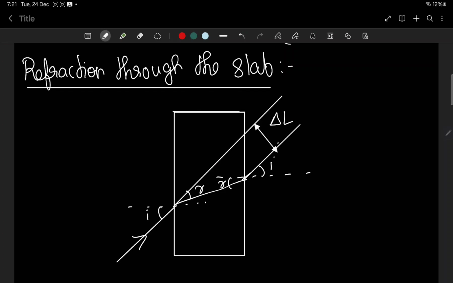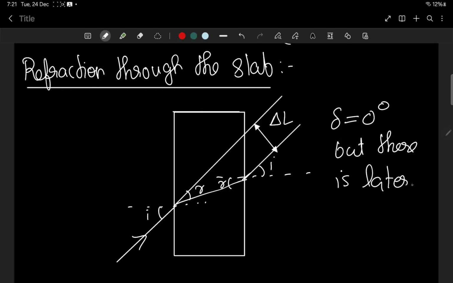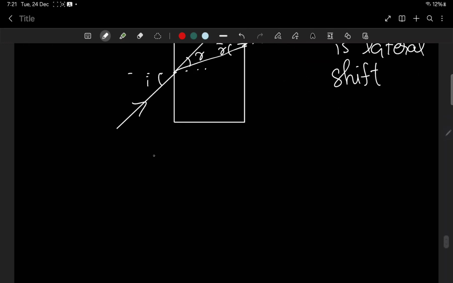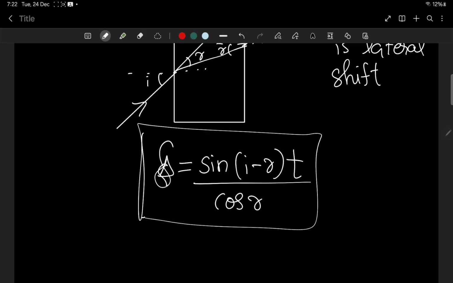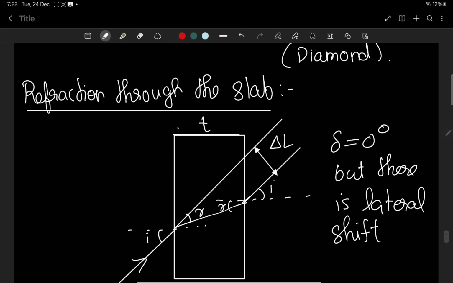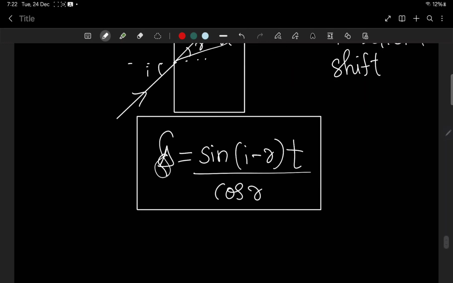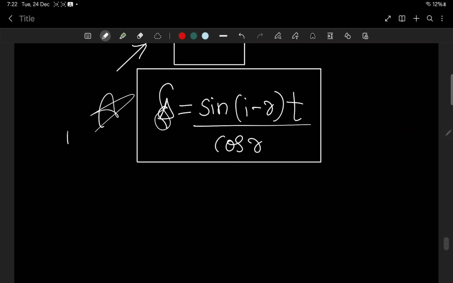Okay, because the angle of deviation here is 0 degrees, but there is lateral shift. Lateral shift means displacement of the refracted ray. The formula for the lateral shift is: lateral shift equals sin(i minus r) times t by cos r, where t is the thickness of the slab. Very important formula. I'm just giving this formula, very important. Just learn it.